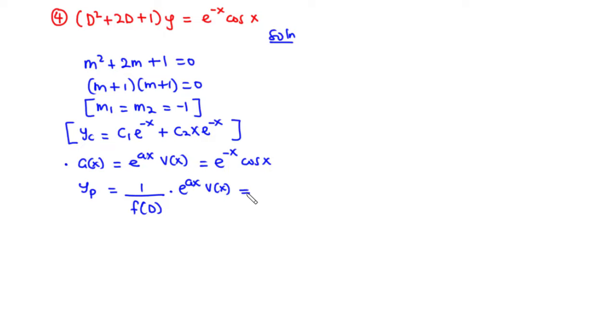So that will be equal to, you shift e to the power ax to the left, and then you have times 1 over f of, instead of f of D, you have f of D plus a, and then times v of x. So here, comparing e to the power ax and e to the power negative x, you have the coefficient of x to be negative 1. So a is equal to negative 1, and then you have D plus a to be D minus 1.